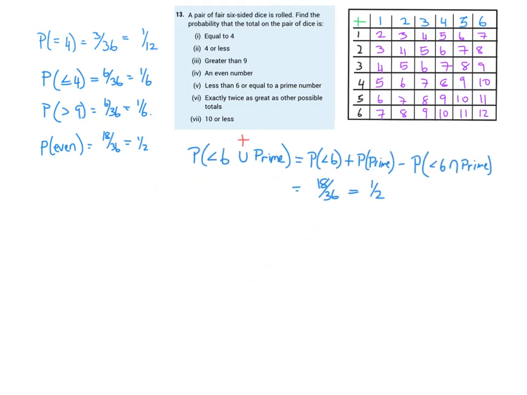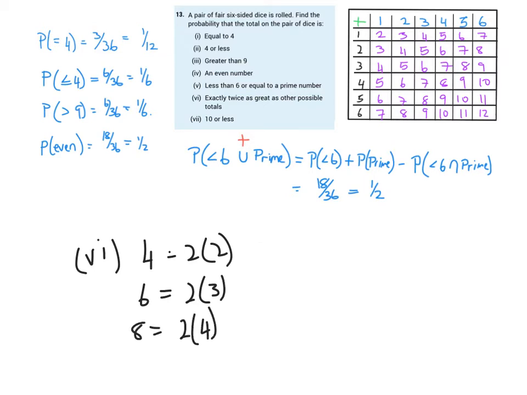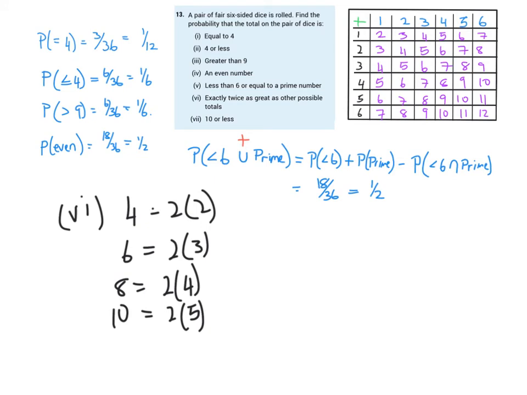So part 6 is exactly twice as great as other possible totals. Okay, so we'll do this a little bit differently. So what options are we looking at? Well, 4 is equal to 2 times 2. 6 is equal to 2 times 3. 8 is equal to 2 times 4. And 10 is equal to 2 times 5. And we go up as far as 12. And 12 is equal to 2 times 6.